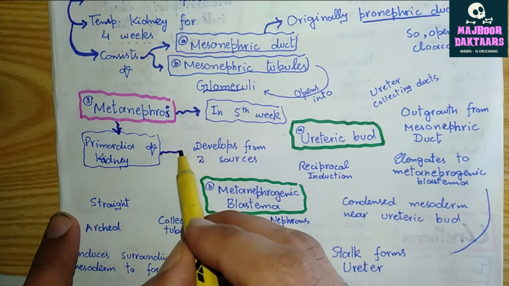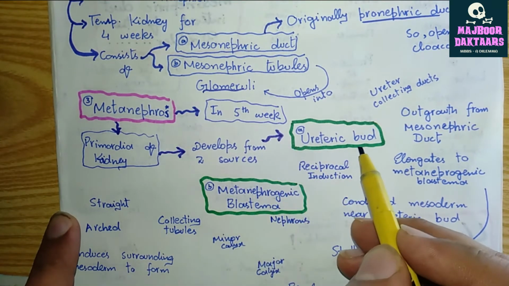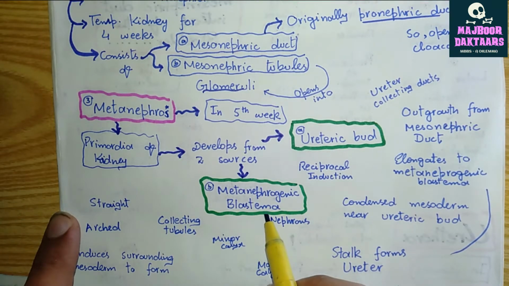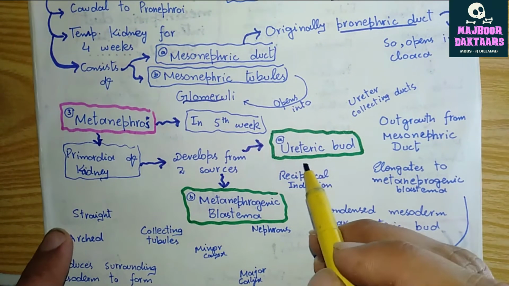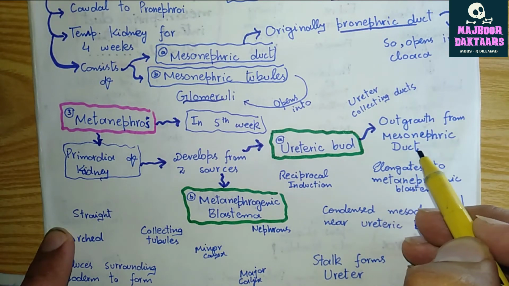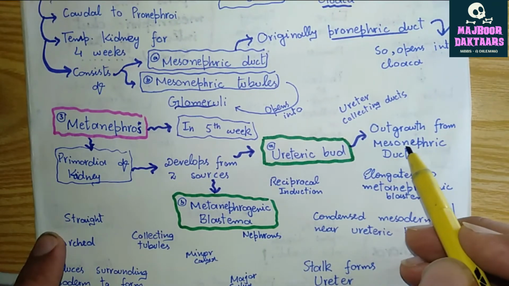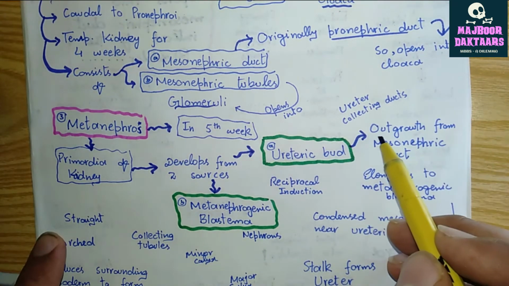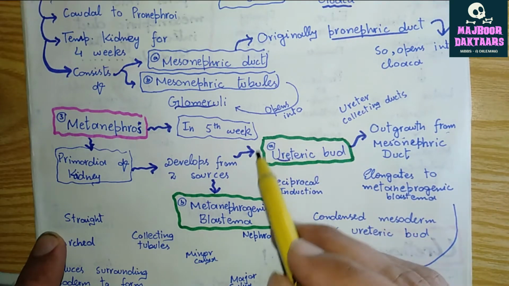They develop from two sources. One source is the ureteric bud and the second source is the metanephrogenic blastema. Now, what is the ureteric bud? The ureteric bud is an outgrowth from the mesonephric duct, which we have discussed earlier. It forms at the part of the mesonephric duct before it enters the cloaca. There an outgrowth is formed, which is the ureteric bud.